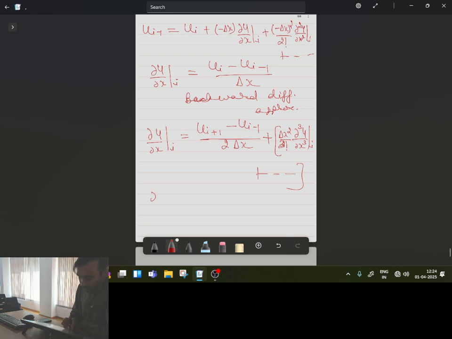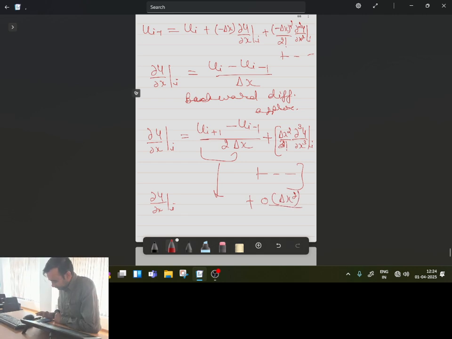Okay, so this is del u by del x at I, and this entire quantity plus order of delta x square. What do we call this scheme? This scheme is called, please tell me, central difference scheme.